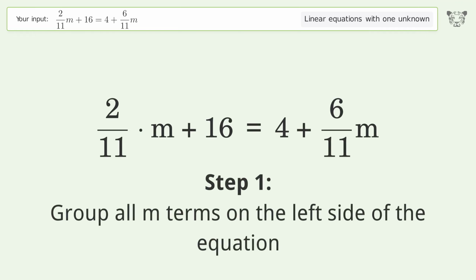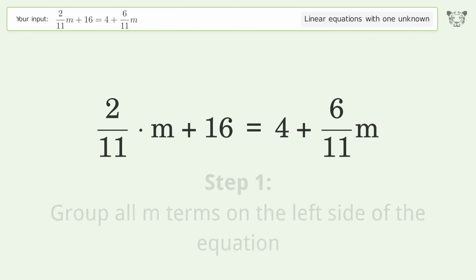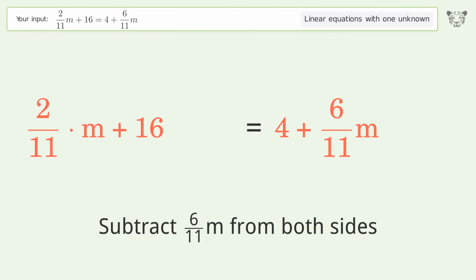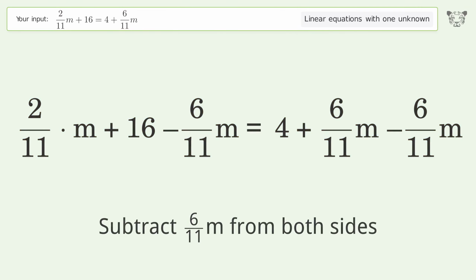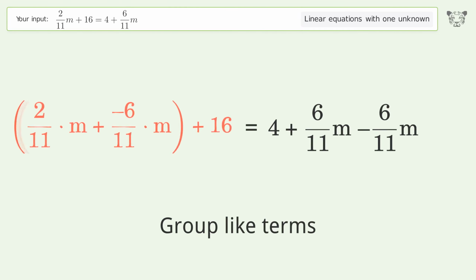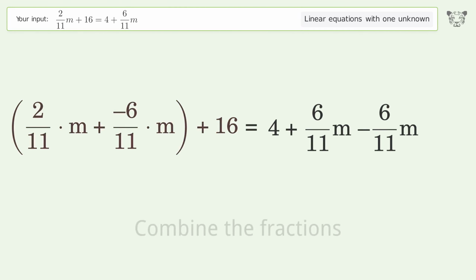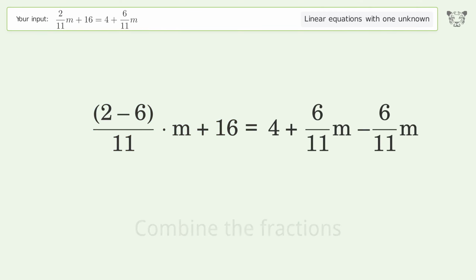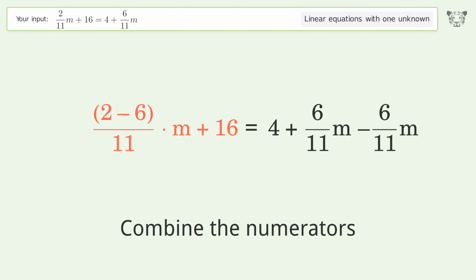Group all m terms on the left side of the equation. Subtract 6 over 11m from both sides. Group like terms. Combine the fractions. Combine the numerators.